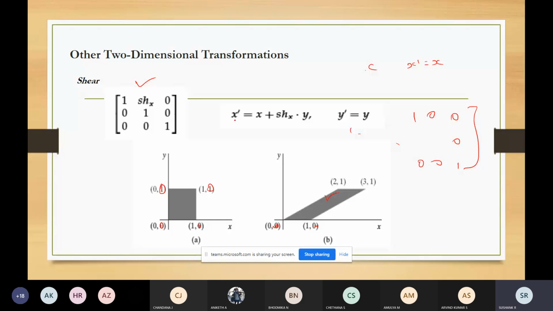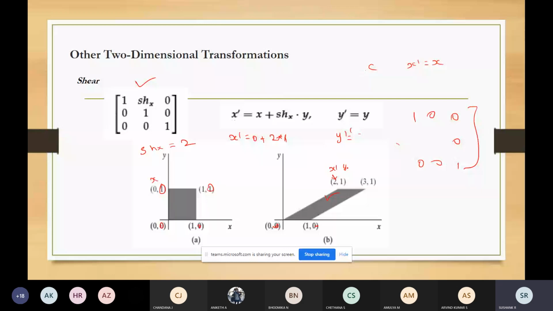How to calculate x dash? See, x dash is equal to the initial value of x, which is 0, plus the shift value. If I take the shift value as 2, then 0 plus 2 into 1. So x dash will become 2. From the initial position of x, the new position x dash is 2. The y value, y dash, will remain the same, so y dash will remain 1 only.